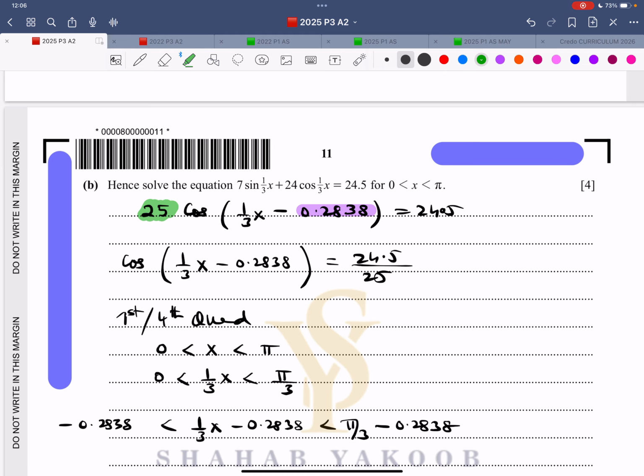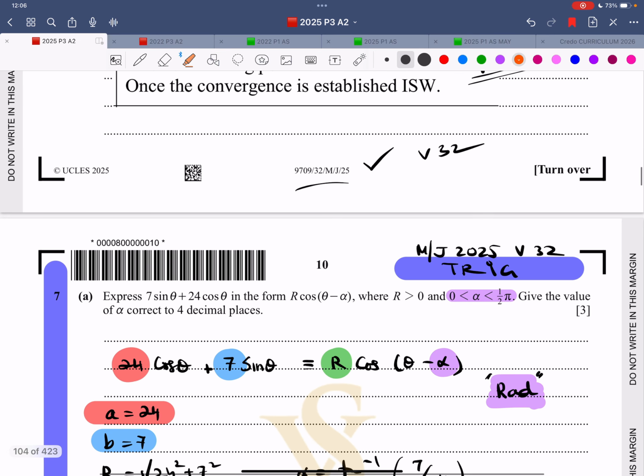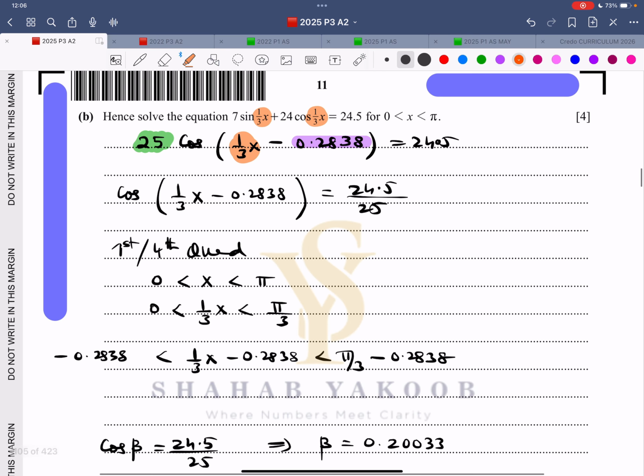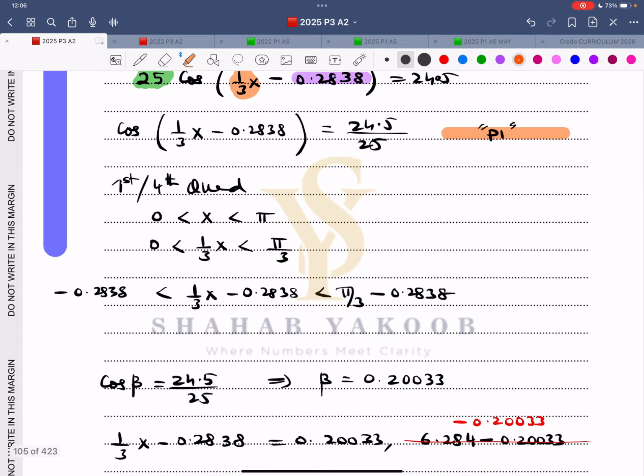And now what has changed? This has changed. This 1/3 x has changed. This is 1/3 x, so that is technically in place of theta. Everything else remains the same. And once we reach the stage, again, we are back to P1. So now the first step, what is the first step? That is about the quadrants. This is cosine, positive in first and fourth.